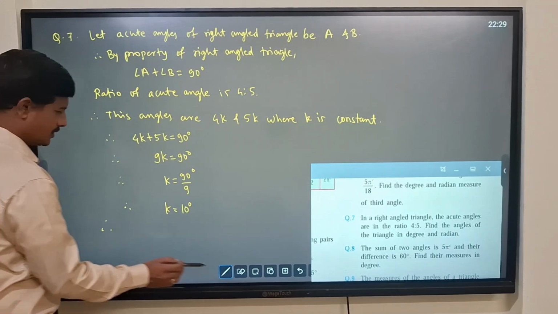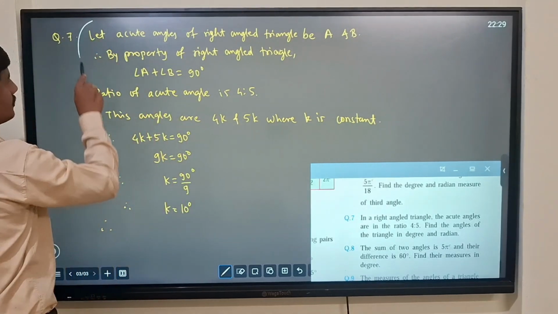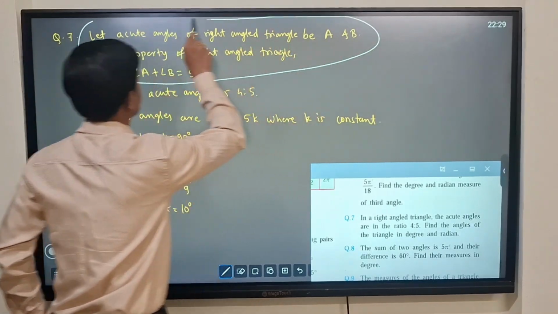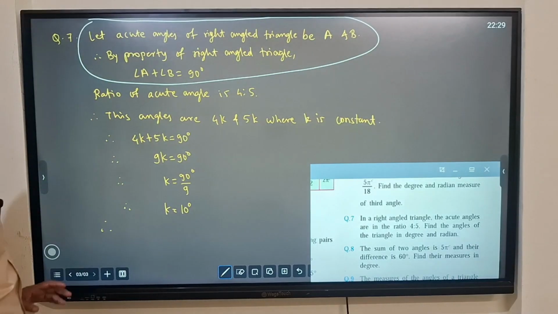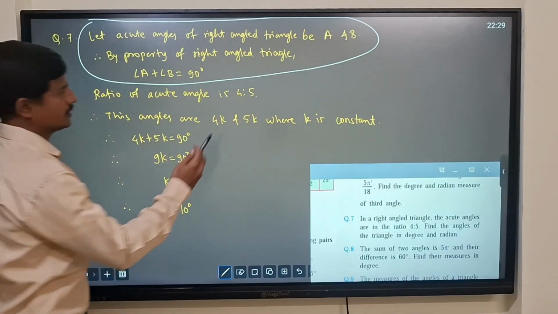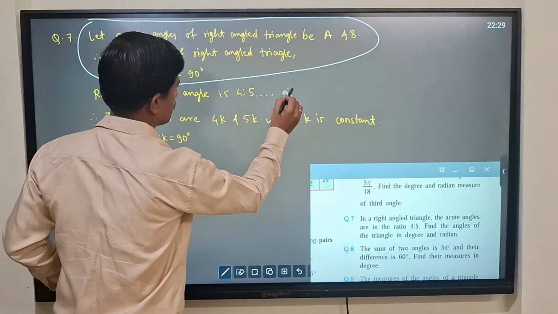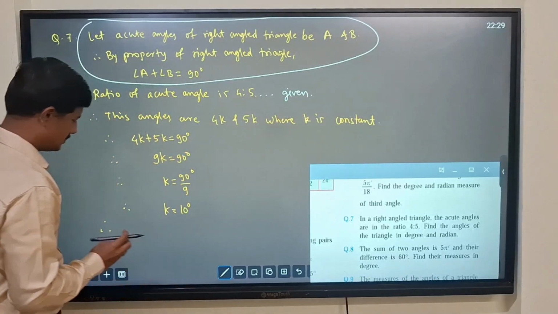Okay, ignore this part. No need to write down this part. Okay, and this is E1. Now K is this much.